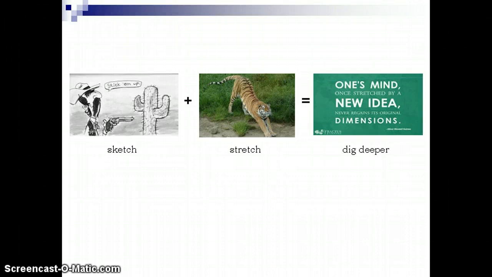So as you can see here, we sketch, then we stretch our minds, and this gives us an opportunity to dig deeper in the text, which is summed up very nicely in this quote. One's mind, once stretched by a new idea, never regains its original dimension. Students will take others' ideas and build upon those ideas to strengthen their comprehension and understanding of the story. And therefore, sketch to stretch is an effective strategy to use in your classroom for comprehension.